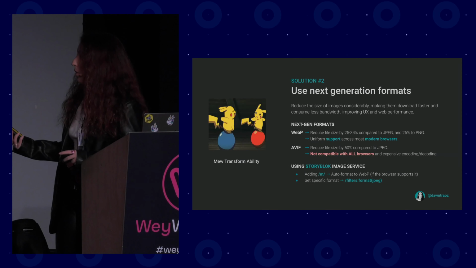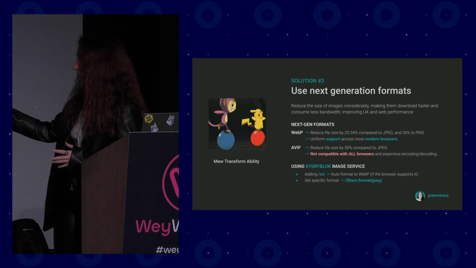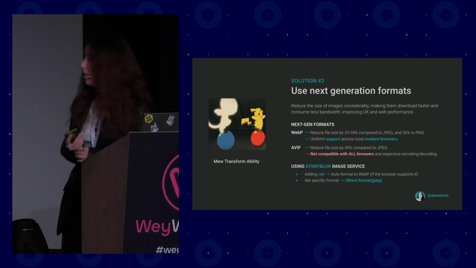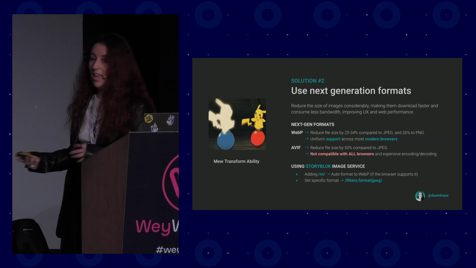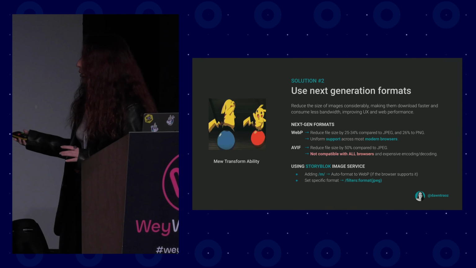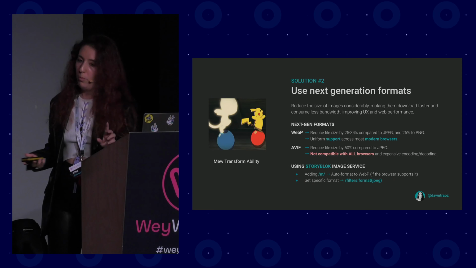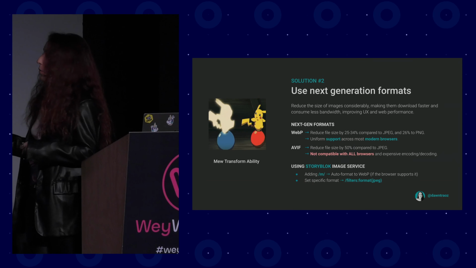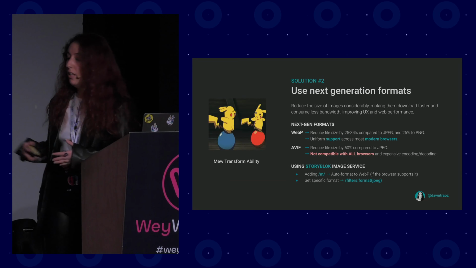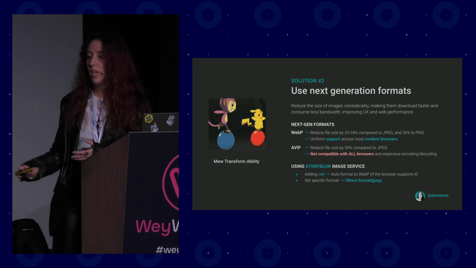And in Storyblok, as the auto formatting works just by adding a /m/ with the image service, we already have WebP if the browser supports it. If the browser doesn't support it, it will just provide the original image, PNG or JPEG, but also compressed, of course. And if we want to change the format specifically, we can use the format filter, and that will provide the format that we are specifying there.